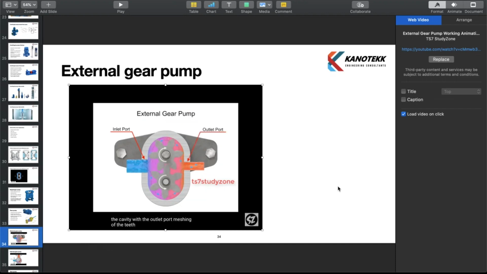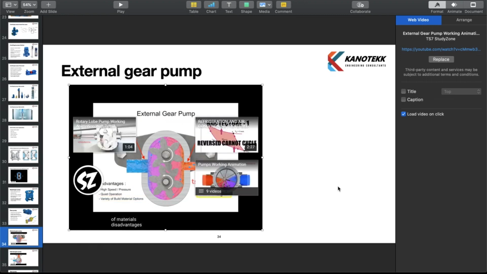Meshing of the teeth in the center of the pump seals the outlet port from the inlet port. No fluid passes between the gears. The advantages of external gear pumps are their high speed and pressure, relatively quiet operation, and that their design accommodates a wide variety of materials. Disadvantages include that bushings in the liquid area can become worn and that they have fixed end clearances.